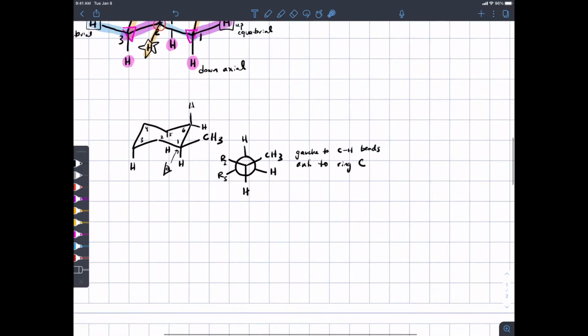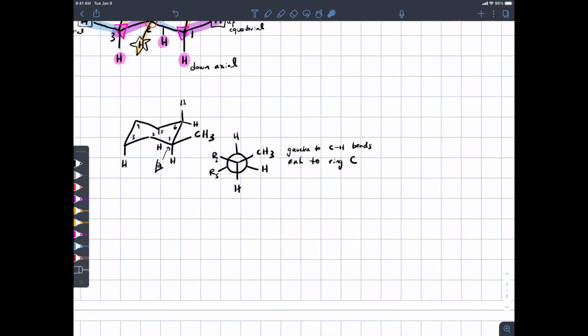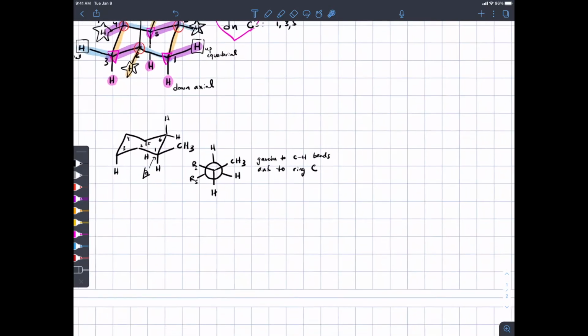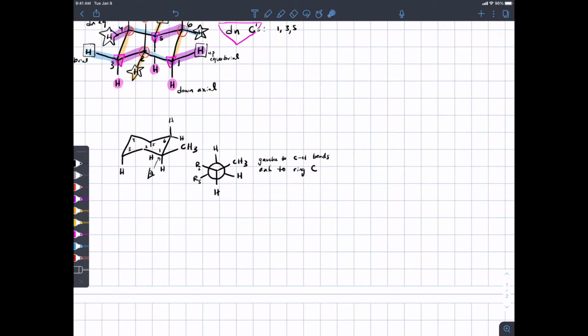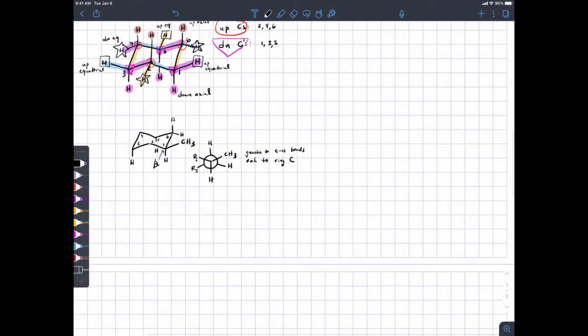Okay? Now, what I'm going to tell you now is that the chair conformation exists in equilibrium with an alternative conformation called the other chair. Really creative. And how do you know which one is the chair versus the other chair? You don't. It's just one is the chair and one is the other chair.